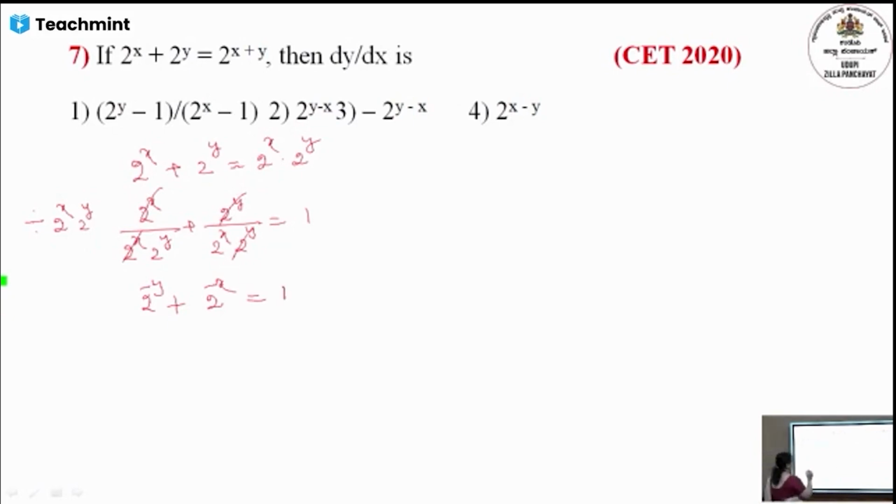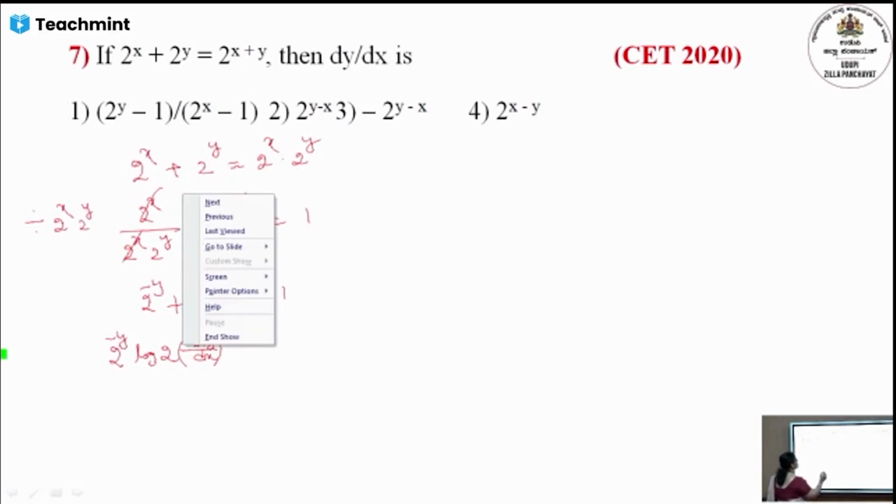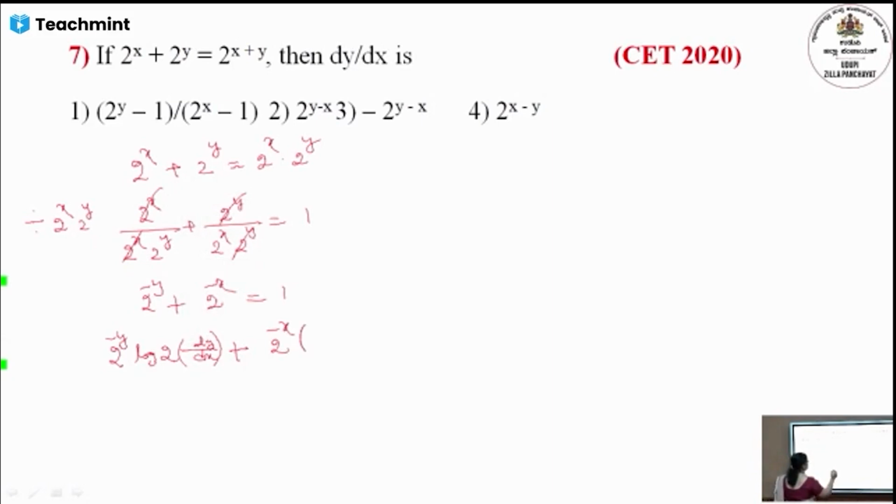Now if I differentiate, what's the derivative of a power x? A power x log a. So 2 power minus y is 2 power minus y log 2. Then derivative of minus y is minus dy by dx. Plus 2 power minus x into derivative. 2 power minus x into log 2. Minus x into derivative is minus 1 equal to 0. So what remains is, can you see that the right hand side is 0, therefore I can cancel log 2.